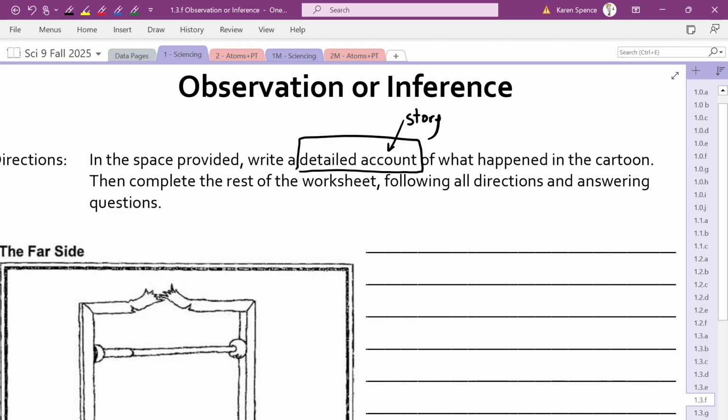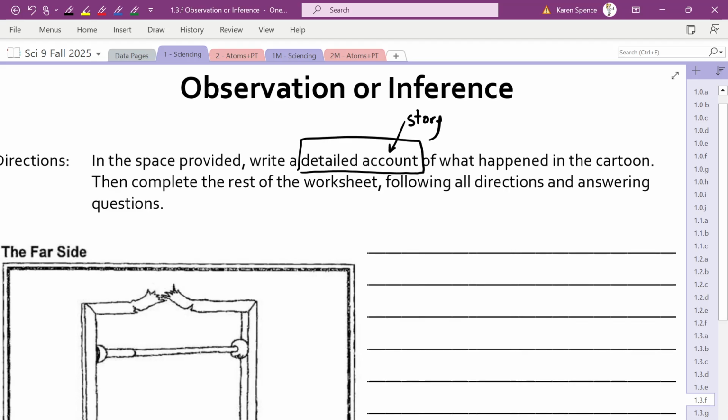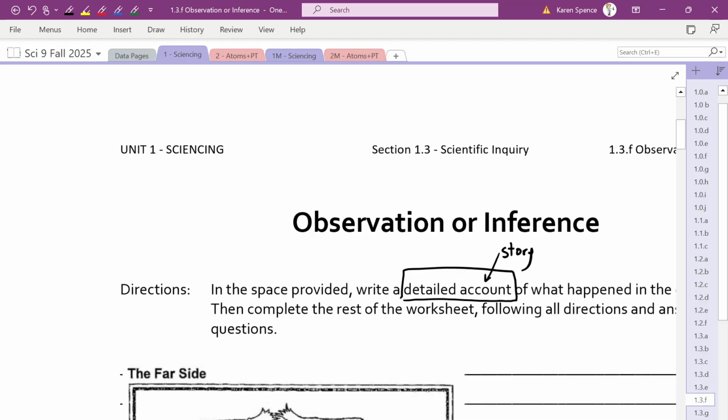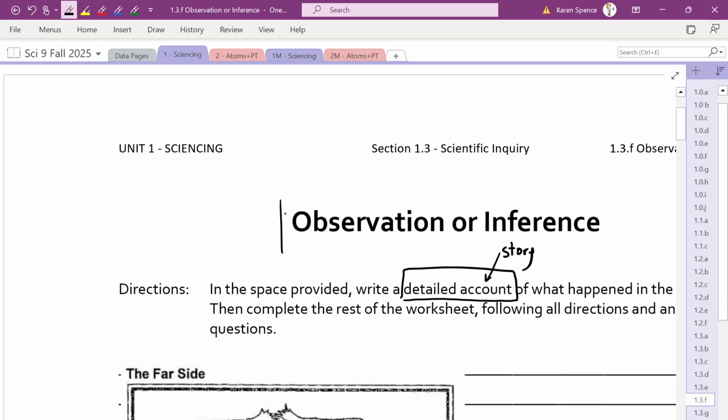How many people have heard those words before? Maybe in grade 8 science? Yeah. But it could have been a while. It could have been like last September when you heard them. And maybe you've never heard them. So an observation, when you observe something, what do you do? I'm going to observe this pen. What am I doing with it? I am looking at it.